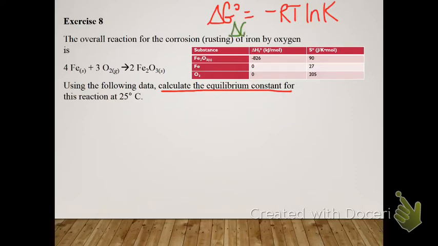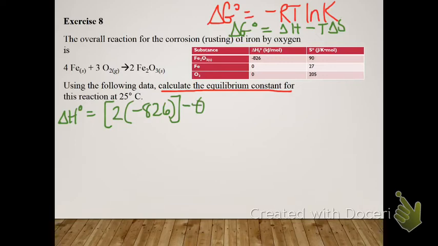By doing delta H minus T delta S. And since the only things we have available to us are H and S, then we're going to have to calculate those as well. Okay, so delta H, products minus reactants. So I've got 2 times a negative 826 minus, well, 0, because they're both elements. So that's going to be a negative 1652 kilojoules per mole.